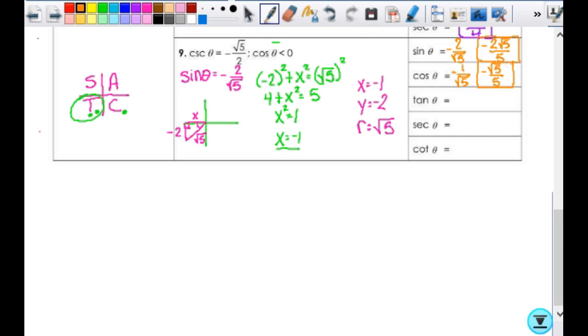Tangent of theta, opposite over adjacent, or y over x, or sine over cosine. So it's going to give me a negative 2 over a negative 1, and that reduces to a positive 2. Secant is the reciprocal of cosine. So I want to take the reciprocal when the square root's in the denominator, so this will just give me a negative square root of 5. Cotangent is the reciprocal of tangent, so I'll take the reciprocal here because the reciprocal of positive 2 is a positive 1/2. Okay. So this is the first half of the notes.